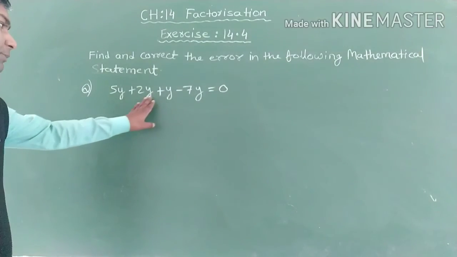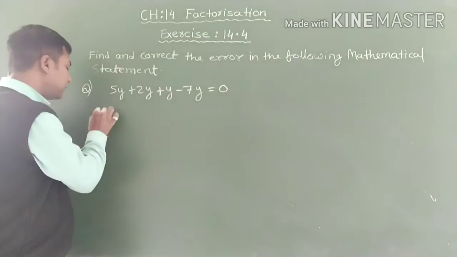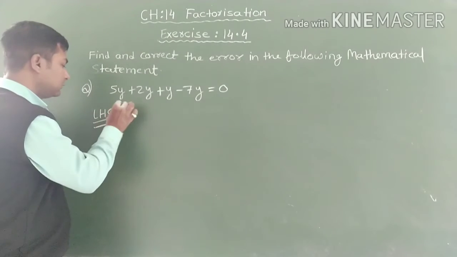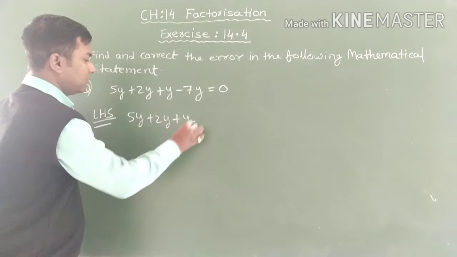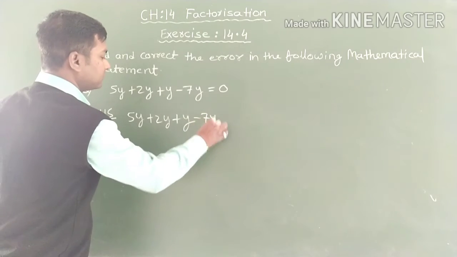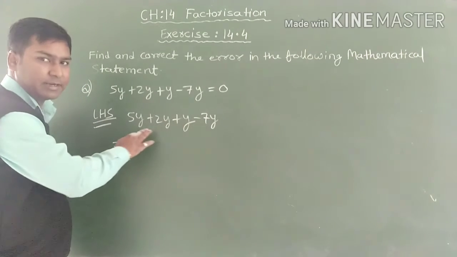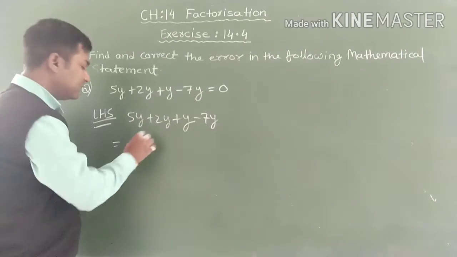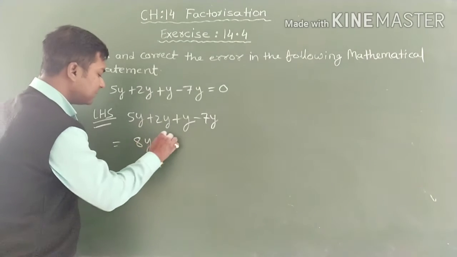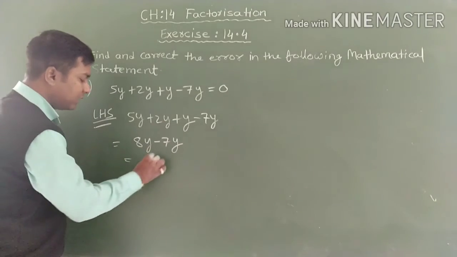5y plus 2y plus 5 minus 7y equals to 0. Okay, so LHS part will be here: 5y plus 2y plus 5 minus 7y. So 5y plus 2y plus y, okay, it can be added. So 5y plus 2y, that is 7y, plus y, that is 8y. Okay, 8y minus 7y, that is y is left.